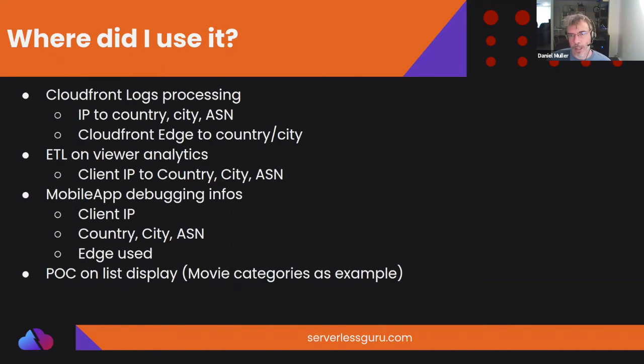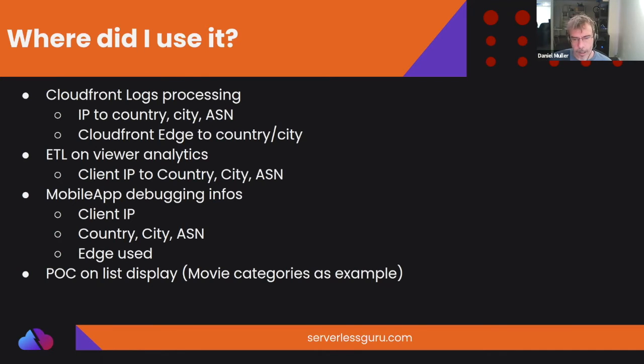I was also using that in some ETL jobs. We had an analytics sync with data, and we know the IP of the customer requesting our content. Using that, I was able to combine country, city, and ASN. ASN basically gives me a hint on the ISP he's using. And the other fun use was in a mobile app. Some people were complaining that the quality of the data they received in the app was slow or not as expected.